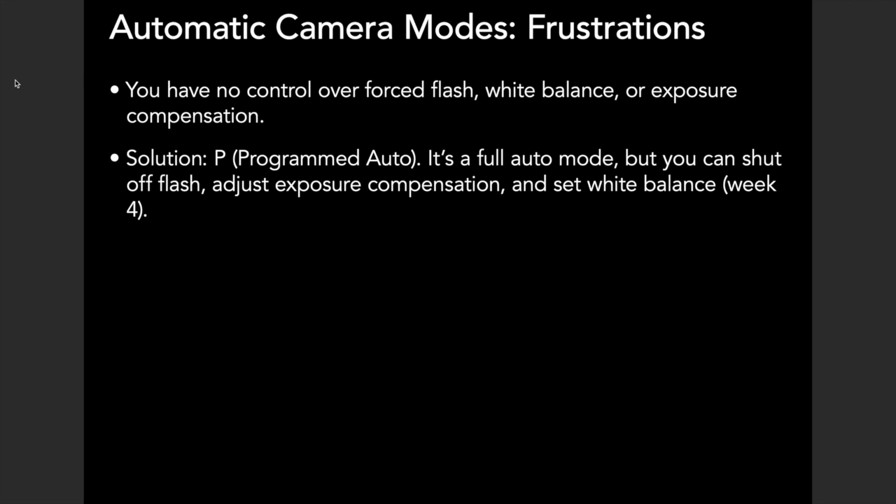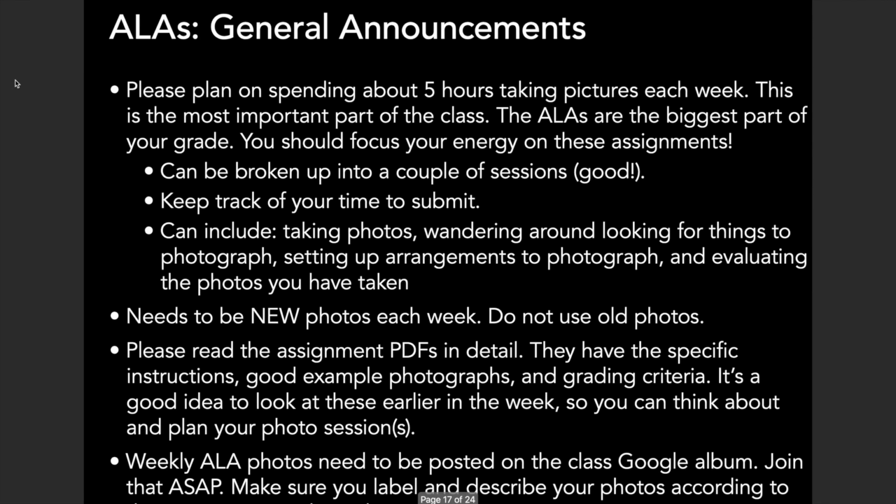So what's a solution? I was showing this in the DSLR. I really like the P mode. P stands for programmed auto, and it's basically a fully automatic mode, but you can choose to shut off flash. You can also choose to adjust your exposure compensation, and you can set the white balance. We'll be diving into white balance in week 4. So that's a lighting thing, but it's nice to be able to set that.